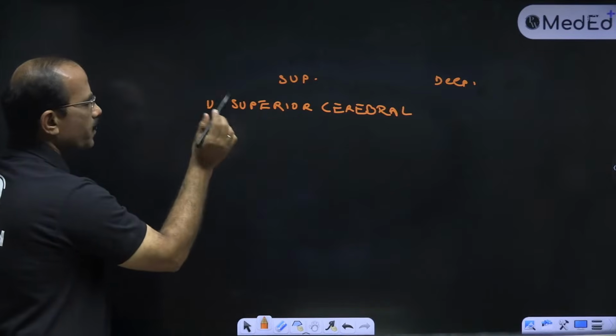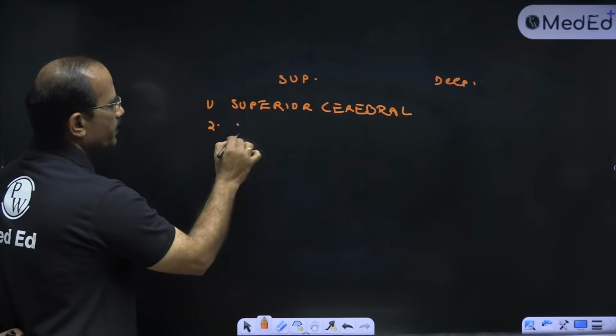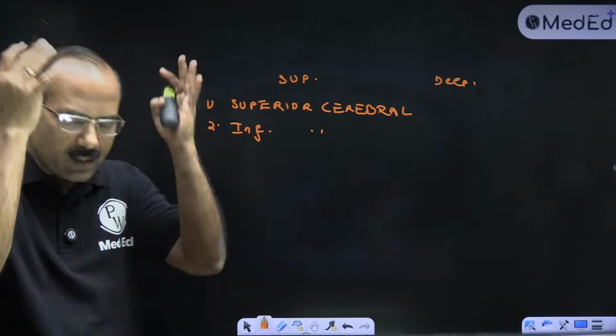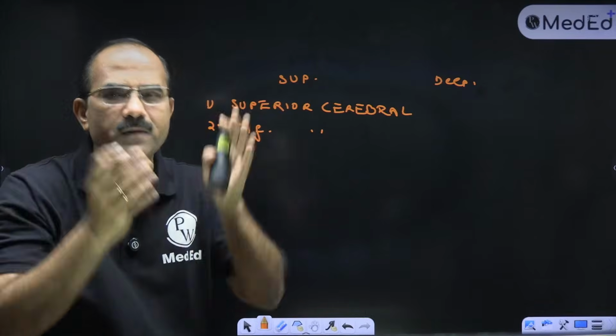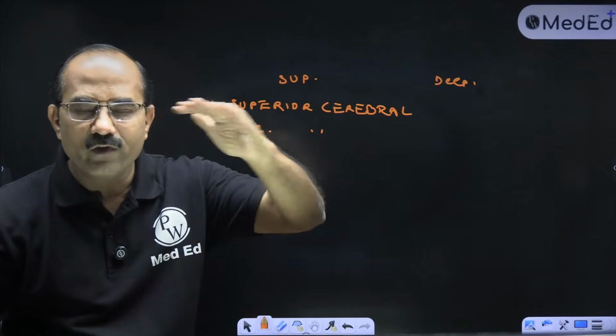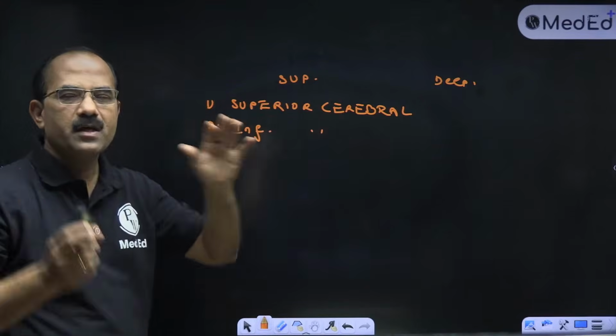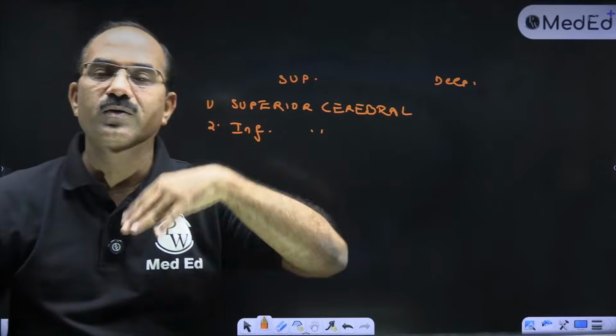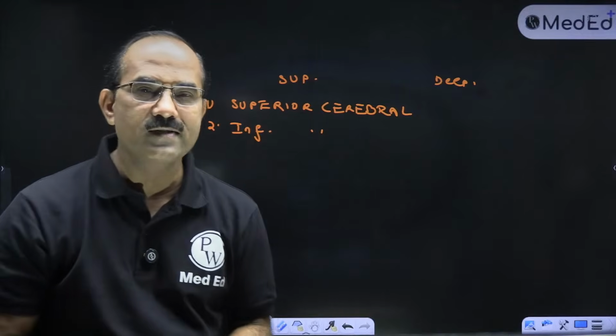Second is inferior cerebral vein. So superior cerebral drains the supralateral surface of the brain. The inferior cerebral drains the inferior surface of the brain. The superior cerebral drains into the superior sagittal sinus. The inferior cerebral drains into the cavernous sinus and the sigmoid sinus.